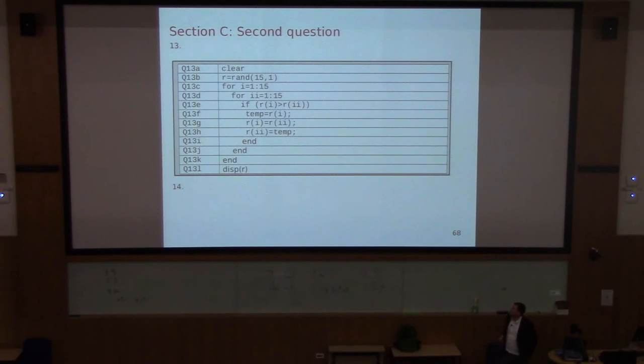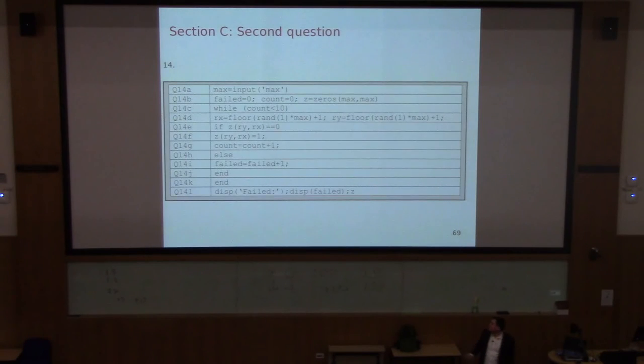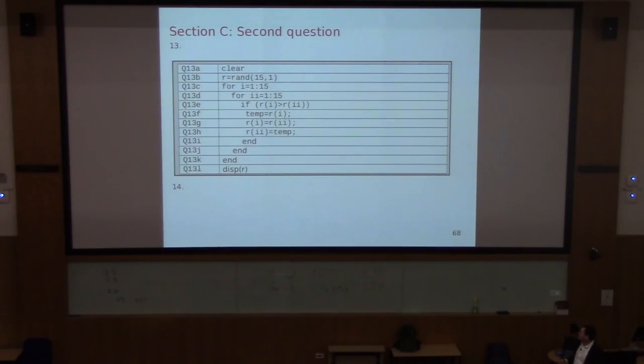Section C is basically understanding MATLAB codes. The first one was writing simple MATLAB code. Section C is understanding it. So you get something that looks a bit like that or a bit like that. They're basically a couple of little algorithms, and I'd like you to write, for each line, so it'd be question 13A, B, C, D, E, F, G, H, I, J, K, what each line does. So what's 13A do?